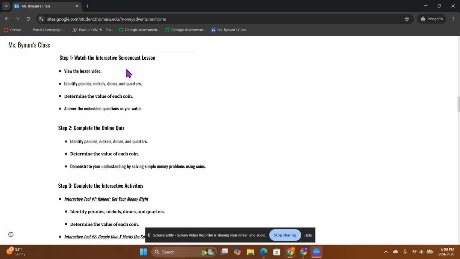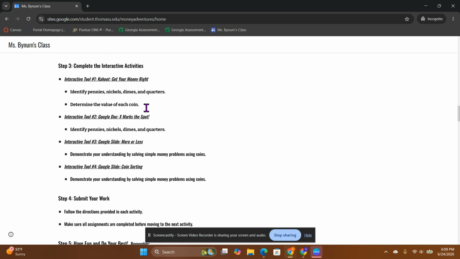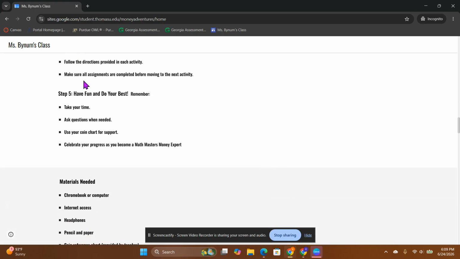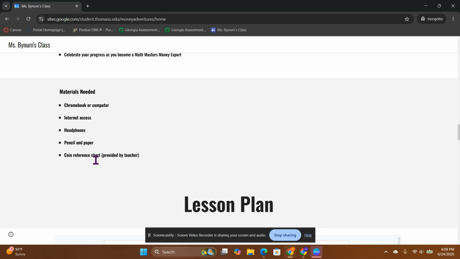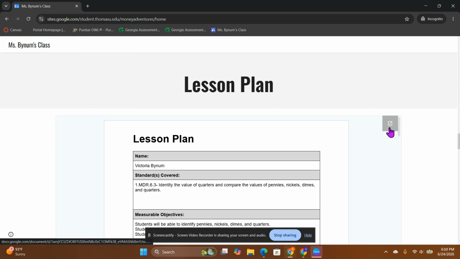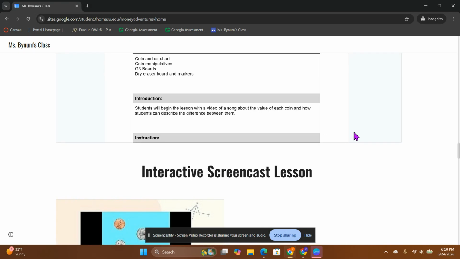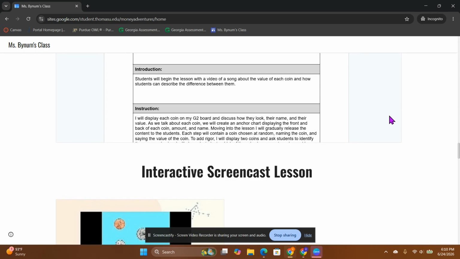Screencastify lesson with integrated questions, quiz that shows mastery. Under each step, I reference the objectives, which tie back to the standard as to what the kids should be able to do. The directions of how to submit the work are in each activity, and the materials needed. Here is the lesson plan that I have linked into the lesson. Again, that lesson plan is using the same standard.